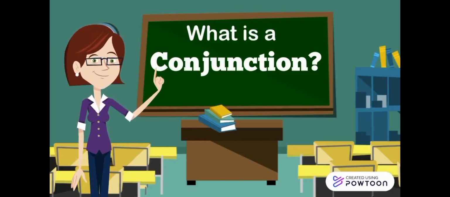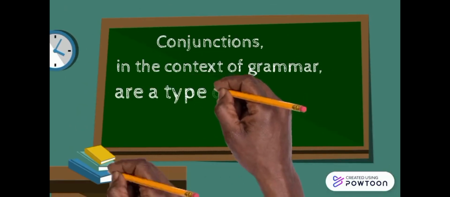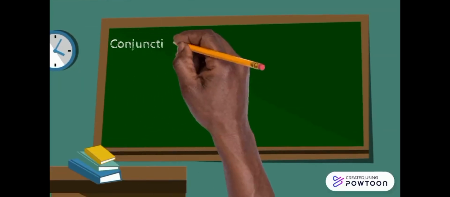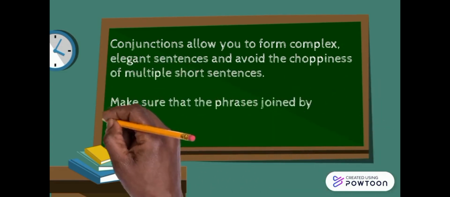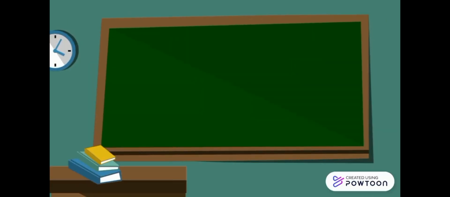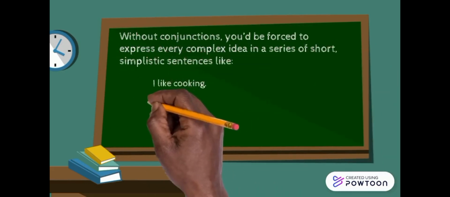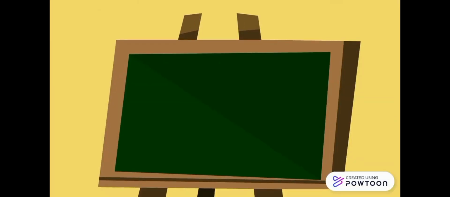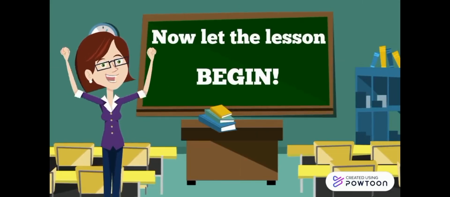What is a conjunction? Conjunctions, in the context of grammar, are a type of speech that connects words or phrases or clauses. Conjunctions allow you to form complex, elegant sentences and avoid the choppiness of multiple short sentences. Make sure that the phrases joined with the conjunctions are parallel. Without conjunctions, you'd be forced to express every complex idea in a series of short, simplistic sentences like: I like cooking, I like eating, and I don't like washing dishes afterward. Conjunctions have three types, and these are subordinating conjunctions, coordinating conjunctions, and correlative conjunctions. And without further ado, let the lesson begin.